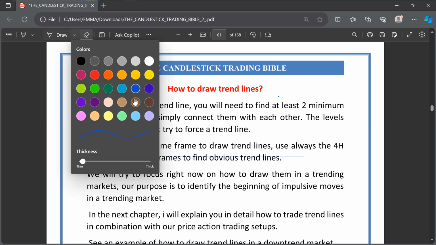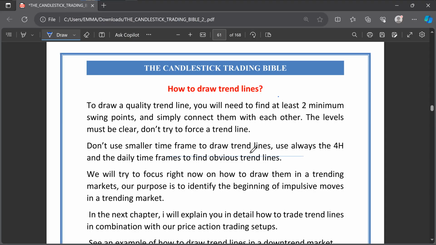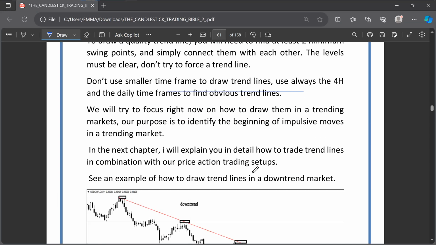The same thing applies with the resistance and support levels. We are focusing right now on how to draw them in trending markets. Our purpose is to identify the beginning of an impulsive move in the trending market. In the next chapter, I will explain in detail how to trade trend lines in combination with other price action trading setups, as a confluence. That's what it means.